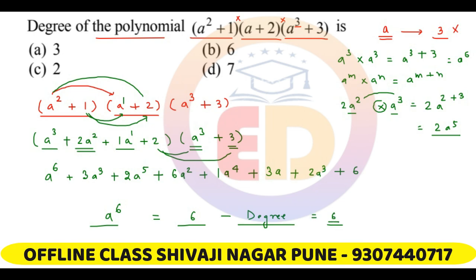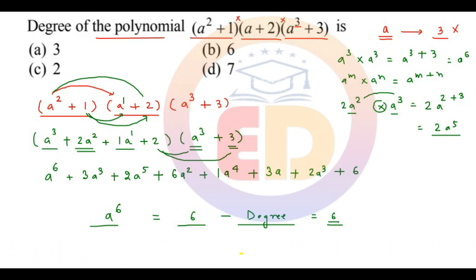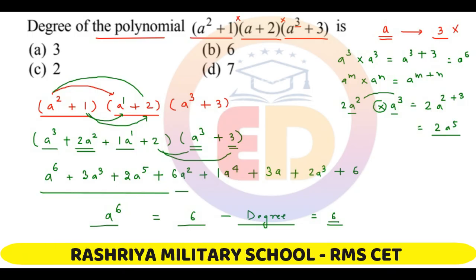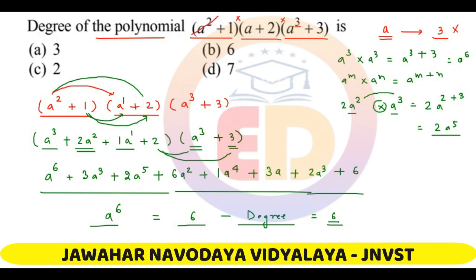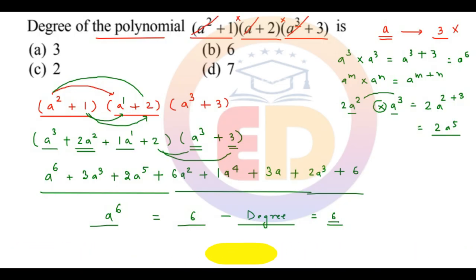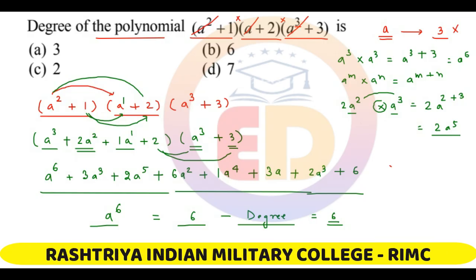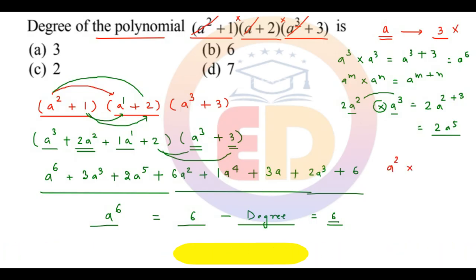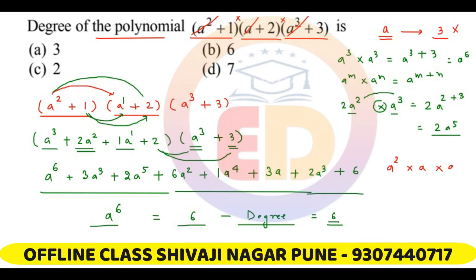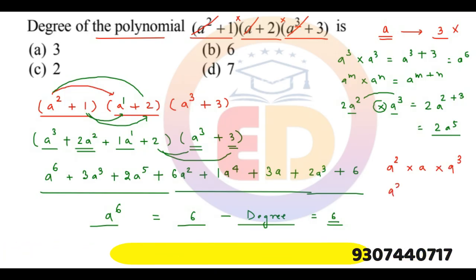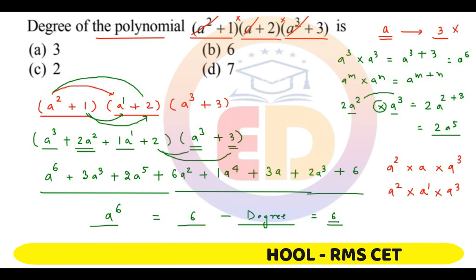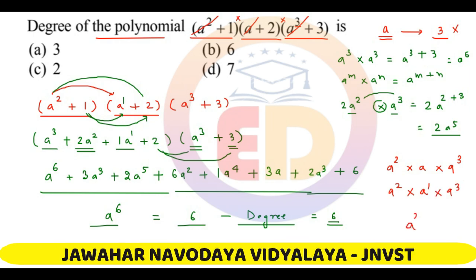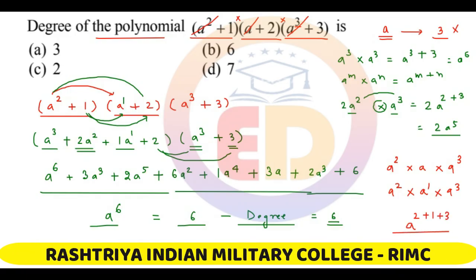Subsequently, you could have found the answer without doing this long step. You could have just multiplied the term a in all the three, which would give you a square multiplied by a multiplied by a cube, which will become a square multiplied by a power 1 multiplied by a cube. The bases are the same, so add the powers: 2 plus 1 plus 3, which will give you a power 6.